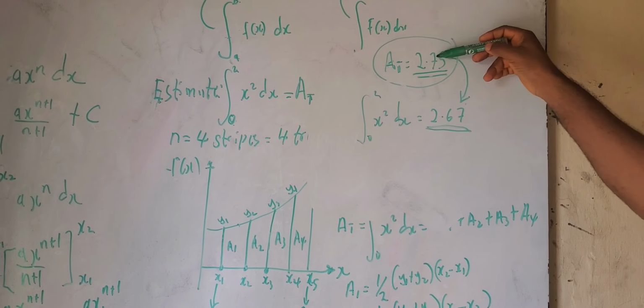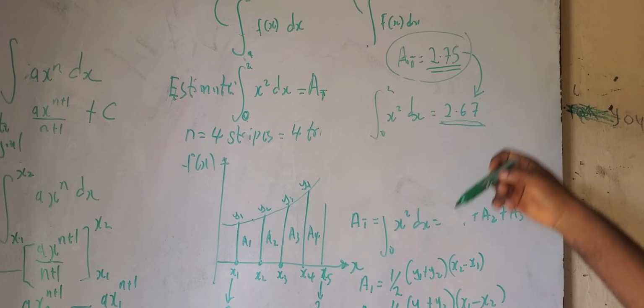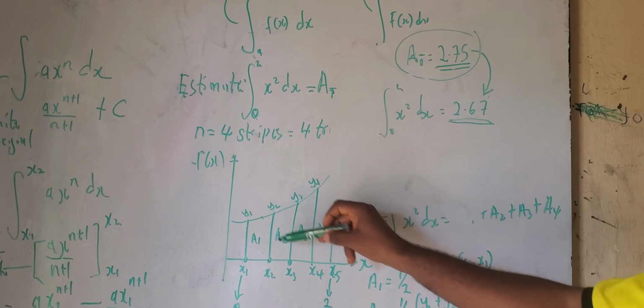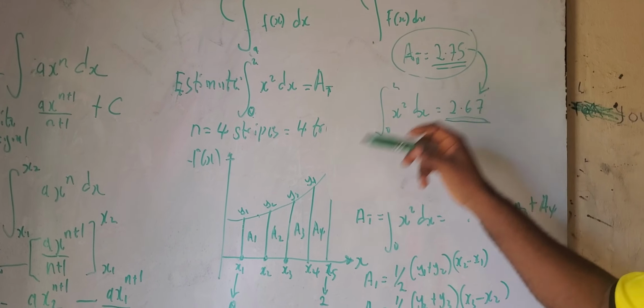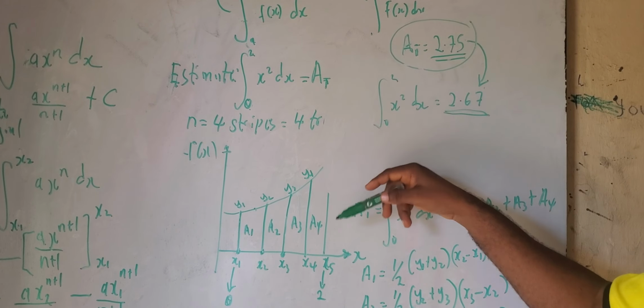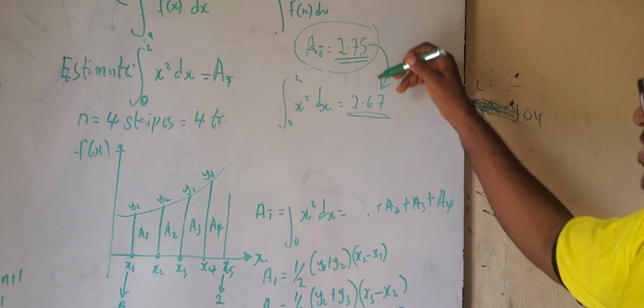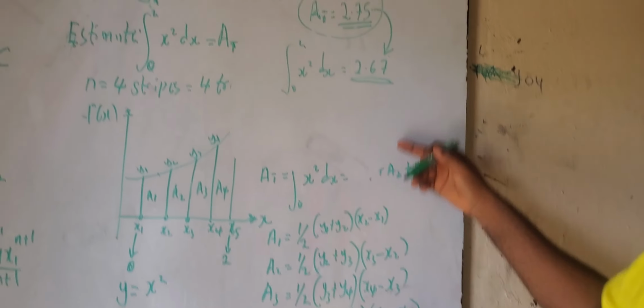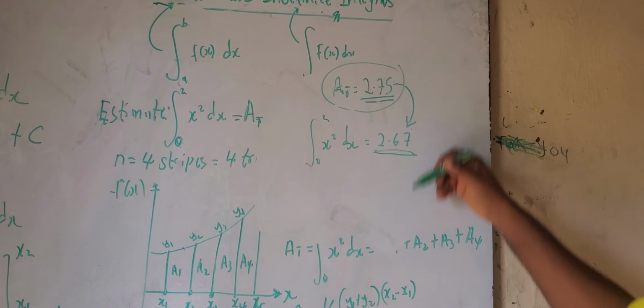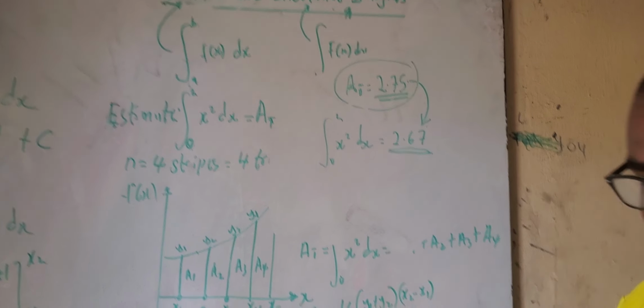Now, for this value to be closer to the actual value, I can increase the number of strips. I can make my strips maybe 10, 20, 40, and so on and so forth. You discover that when I add the areas of the trapezoid strips together, the value will be close to the actual value.